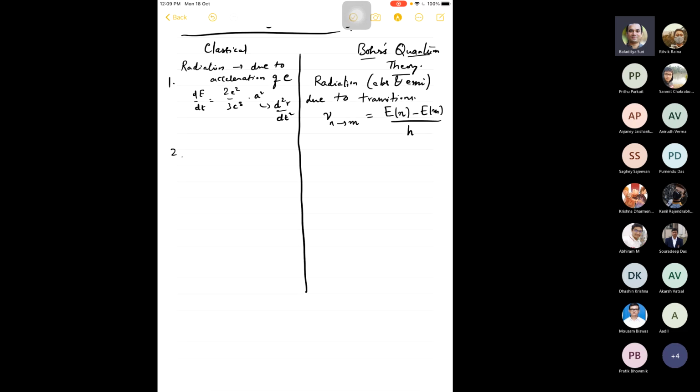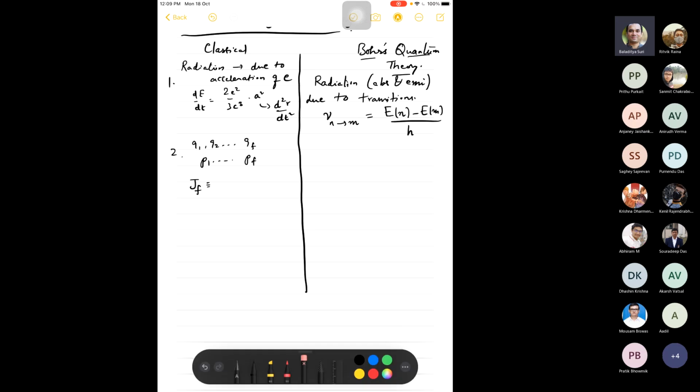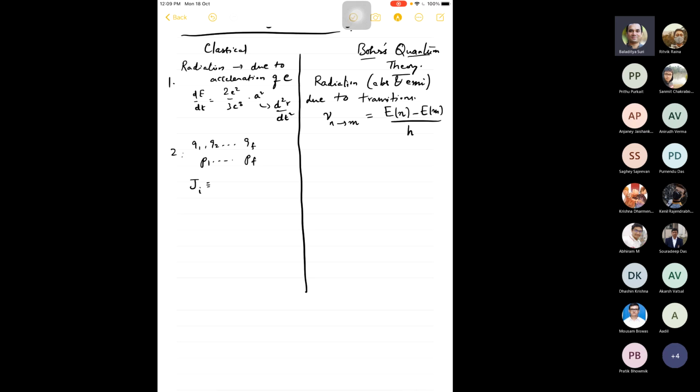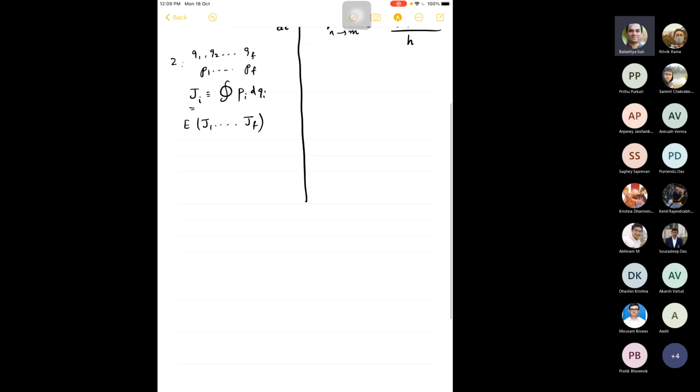Now classically, if you have a system that is described by q1, q2, and so on to qf, p1, p2 to pf, then we can define Ji, under all the appropriate restrictions of the system being a periodic dynamical system, which is a bounded system, etc. Over a full trajectory, you can define these variables. Then E is now a function of J1 to Jf alone.